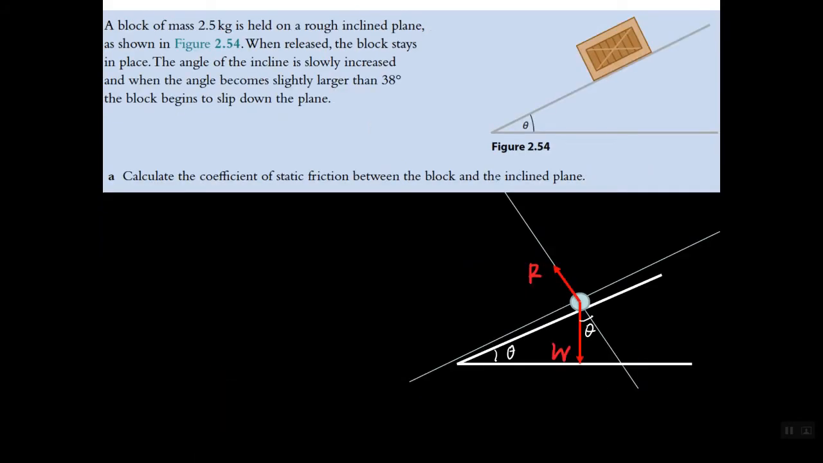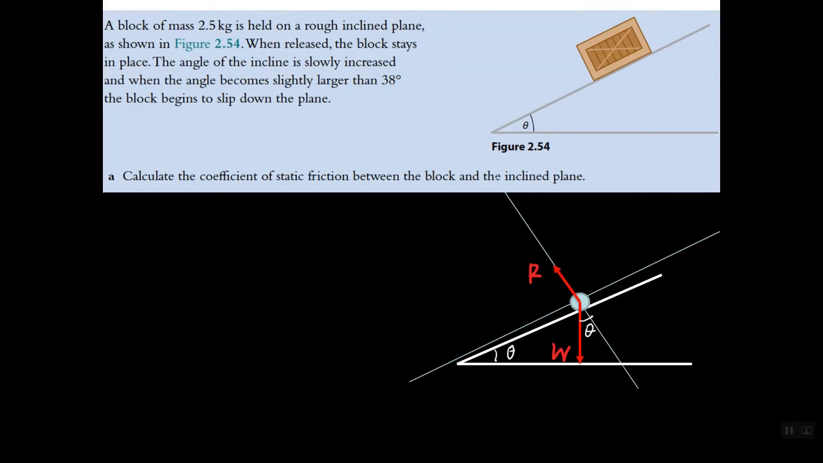A block of mass 2.5 kilogram is held on a rough inclined plane as shown in figure 2.54. When released, the block stays in place. The angle of incline is slowly increased, and when the angle becomes slightly larger than 38 degrees, the block begins to slip down the plane. A. Calculate the coefficient of static friction between the block and inclined plane.